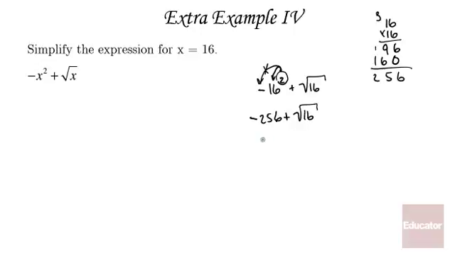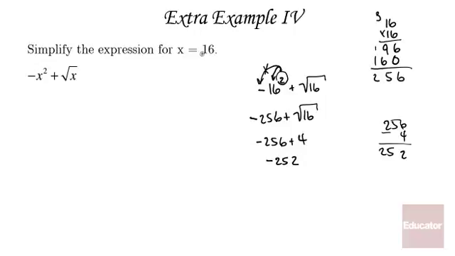The square root of 16 is 4, so negative 256 plus 4. We're adding integers here. And a negative plus a positive, the signs are opposite, so we're going to subtract. 256 minus 4 is 252. And the negative was the larger, so we're going to say our answer is negative 252.